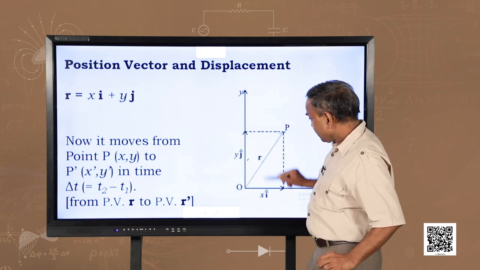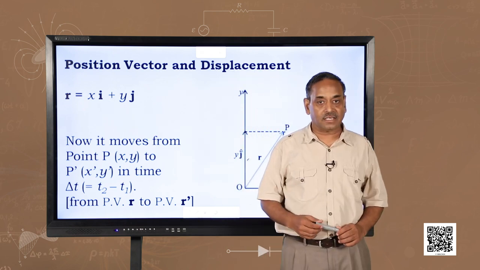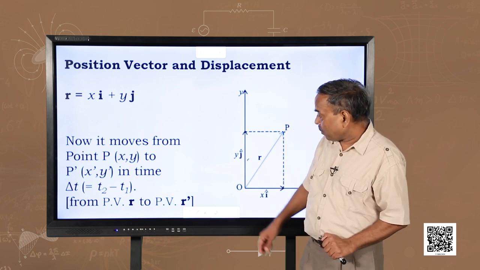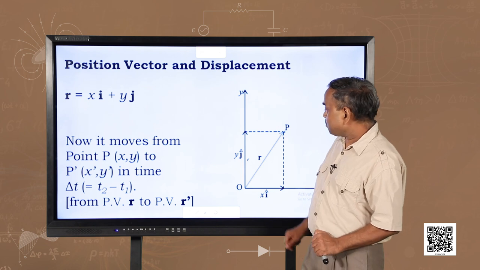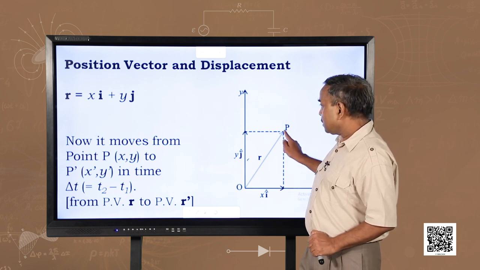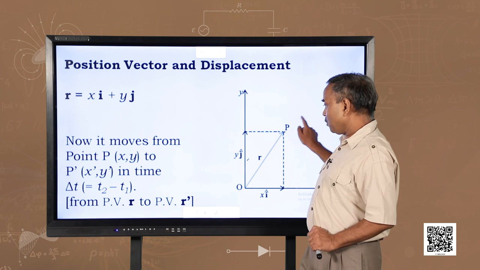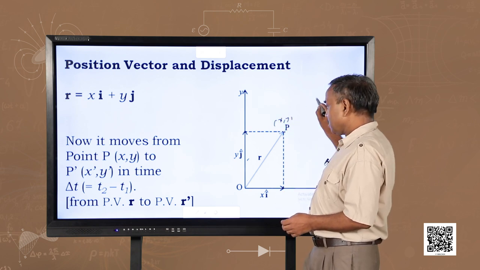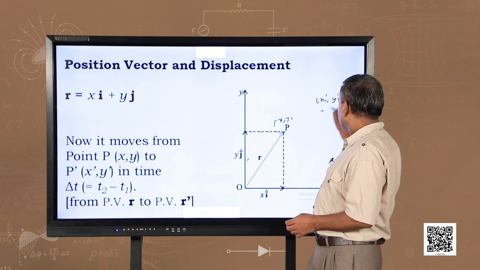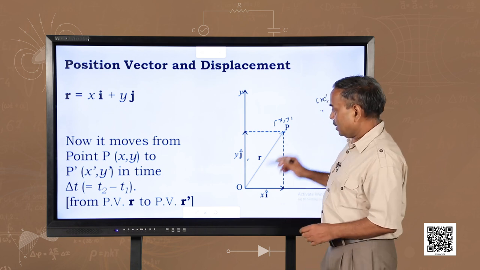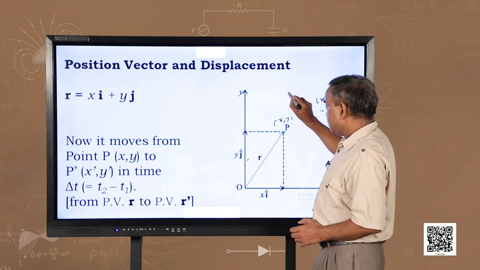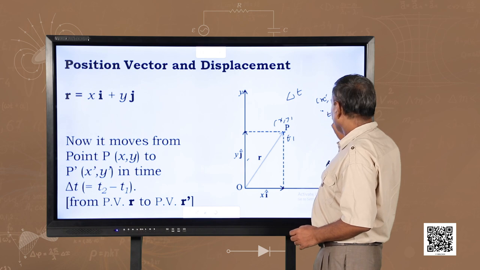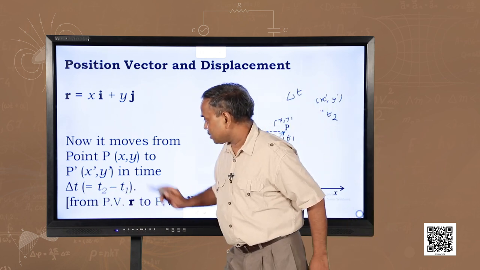What are x and y? They are the components along the x axis and y axis. Now let us say this particle shifts from point P to point P dash. Its coordinates are x dash, y dash. It shifts in a time delta t. Let us say this was time t1, this is time t2. So delta t is equal to t2 minus t1.